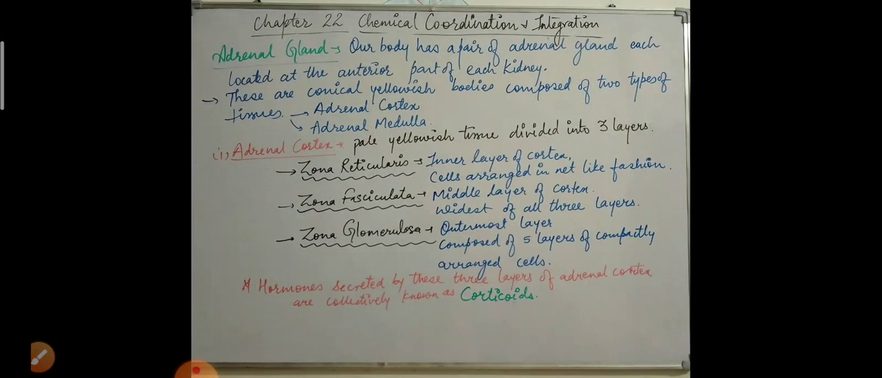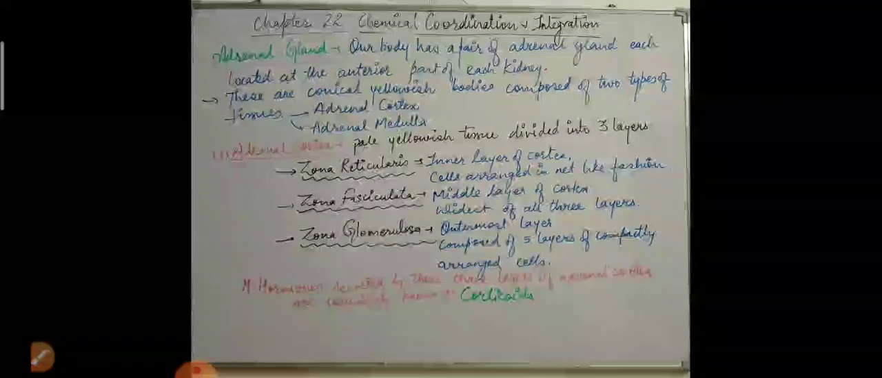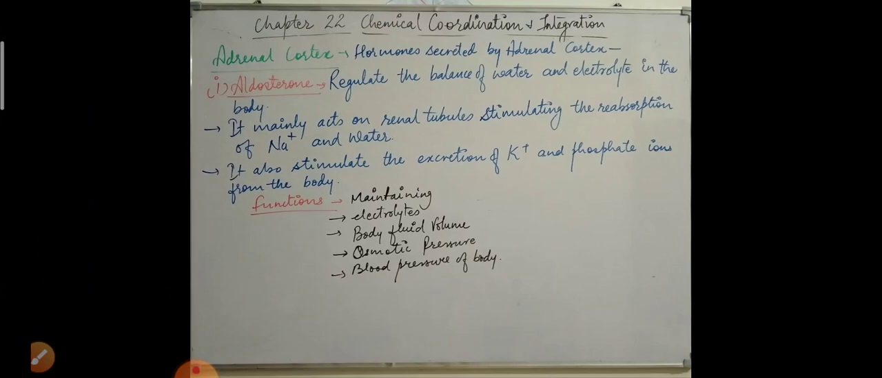The hormones secreted by these 3 layers of the adrenal cortex are collectively known as corticoids. Now, I will discuss the functions of these. The first hormone of the adrenal cortex is aldosterone. It regulates the balance of water and electrolytes in the body. Electrolytes here means the salt concentration.